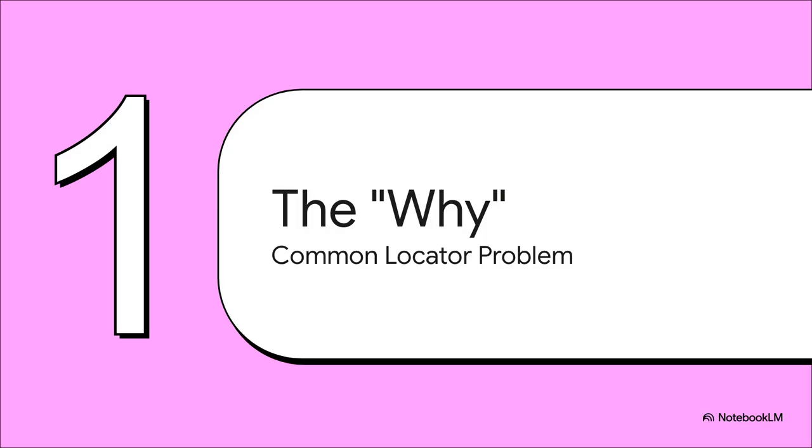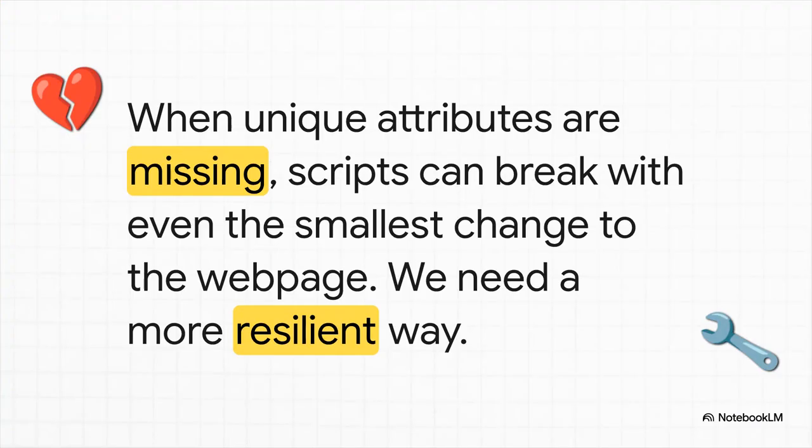So, here's the thing. The heart of the problem is that most web elements just aren't built with automation in mind. They're designed for people to look at and click on, not for a script to find easily. And this creates a massive headache for anyone trying to automate testing. When you can't find a unique attribute, you're forced to rely on something really fragile, like a super long absolute XPath from the top of the page. And that means even the tiniest change a developer makes, like adding one single div, can completely shatter your locator, bringing your entire test run to a grinding halt. We need a better way, a much more resilient way.